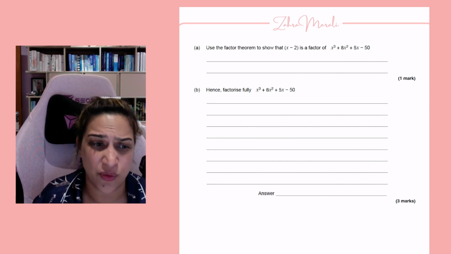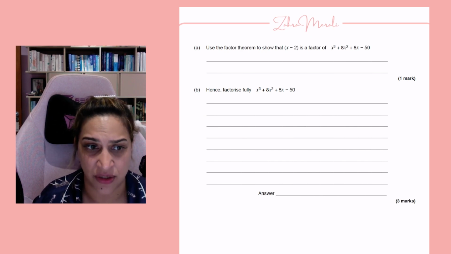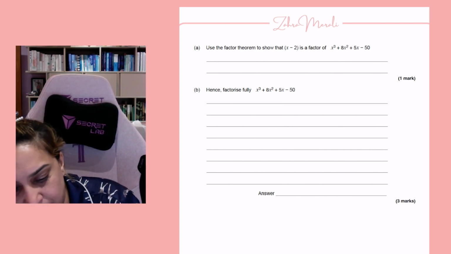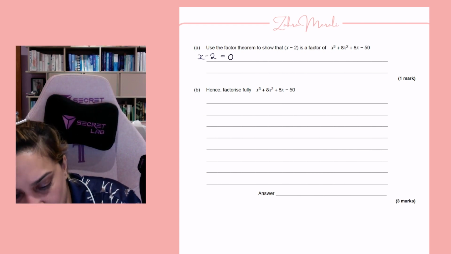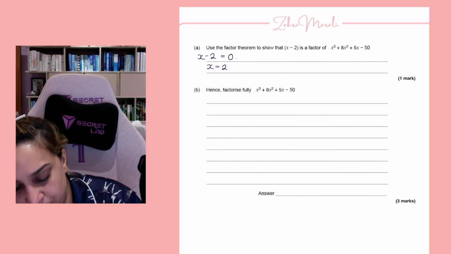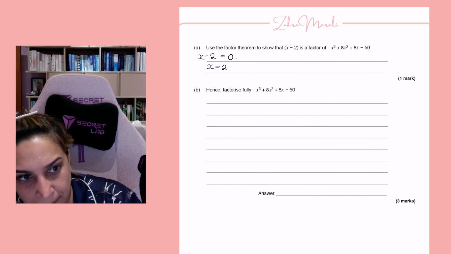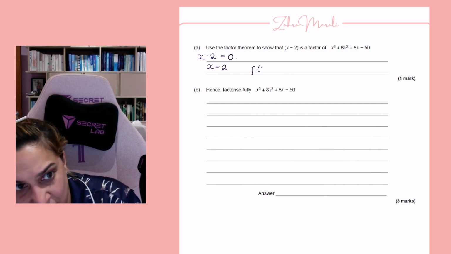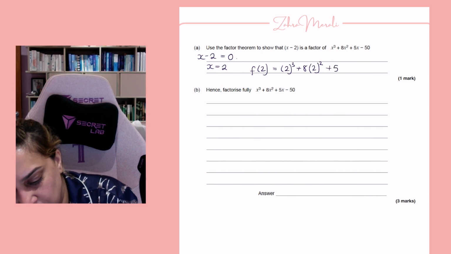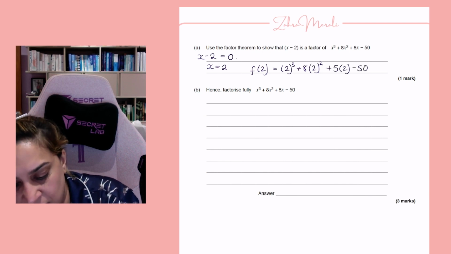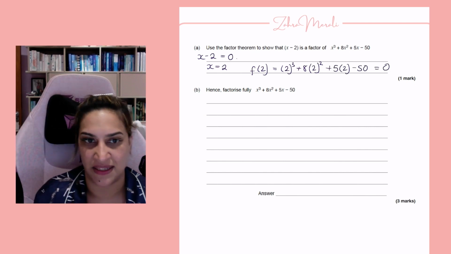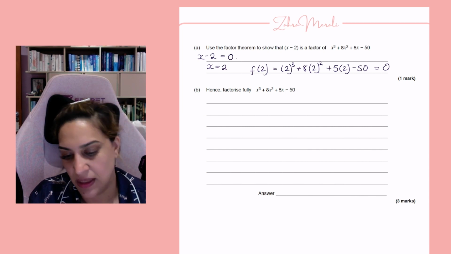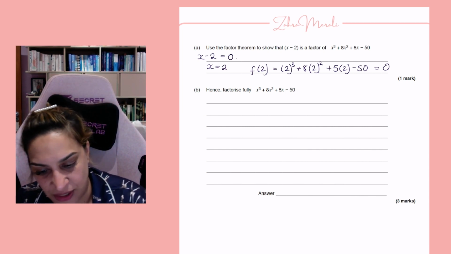Very similar, they're all going to look the same if they're like this. So let's use that same method. I'm going to do x minus 2 equals 0. So x is 2. And then we're just going to say f of 2 equals 2 cubed plus 8 times 2 squared plus 5 times 2 minus 50 equals 0. And that's it. Okay? Now we want to factorize.